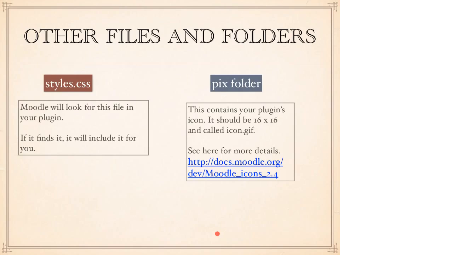The pics folder, this should contain an icon for your plugin. It should be a 16 by 16 icon.gif, should be called icon.gif. In actual fact, icon.png works pretty good, and if you have a different size, that seems to work as well. They've changed things a little bit, but officially it should be a 16 by 16 GIF called icon.gif.